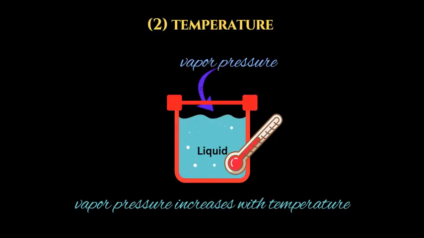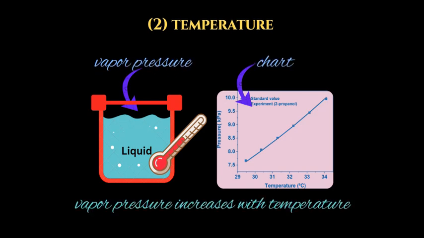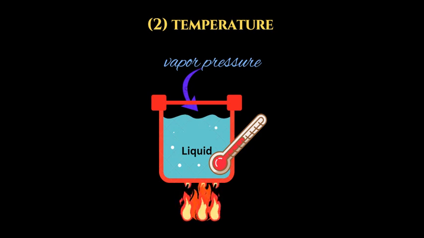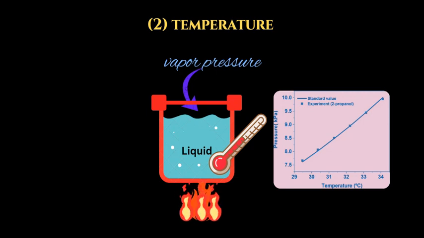As temperature increases, the molecules within a liquid gain more kinetic energy. This allows more molecules to overcome the intermolecular forces and escape into the vapor phase. Consequently, the vapor pressure increases. This relationship is exponential, as shown in the graph. To better understand this, imagine heating a liquid in a closed container. As the temperature rises, you will notice more vapor forming above the liquid. This demonstrates how vapor pressure rises with temperature.